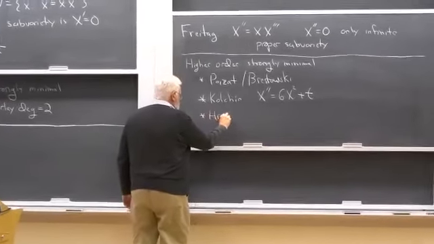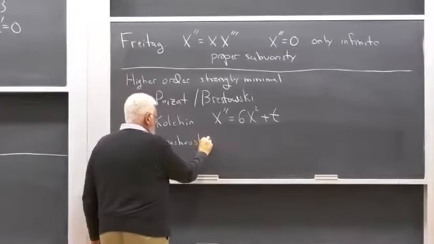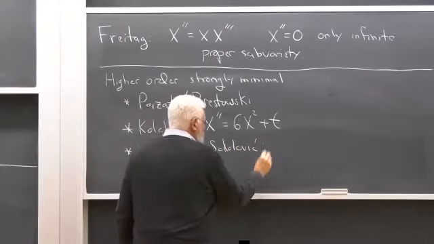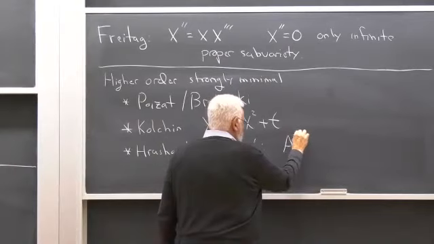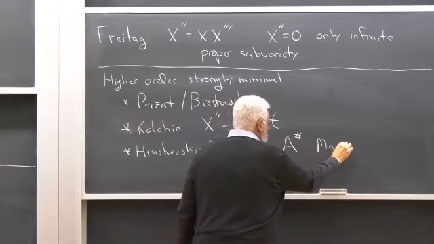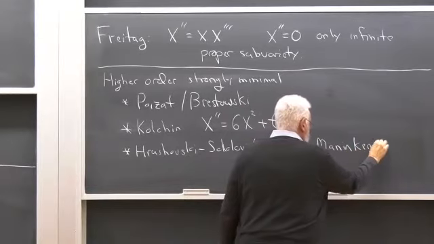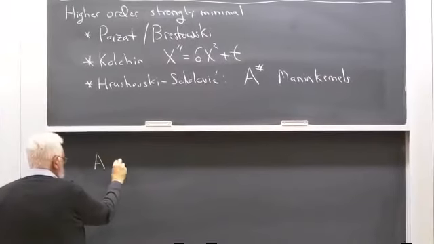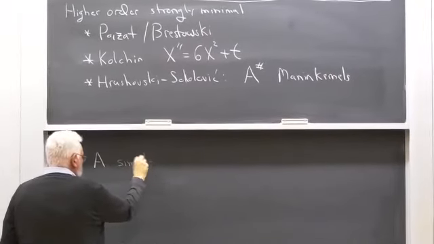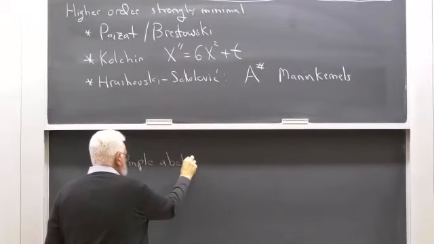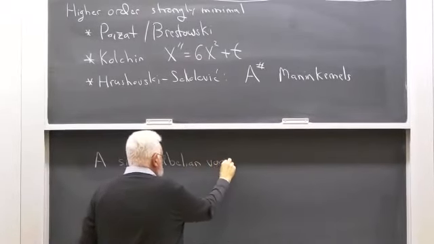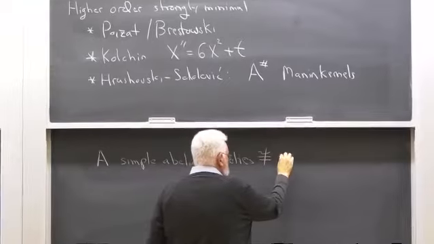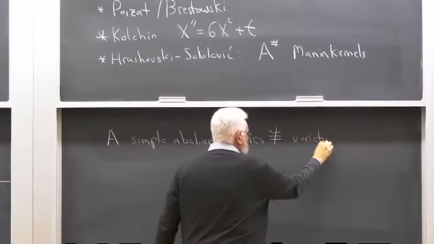The next examples really come in Hrushovski-Sokolović. And this is when you get to Manin kernels. So just to remind you, here A is a simple abelian variety, so no proper infinite sub-abelian varieties, not isomorphic to a variety defined over the constants.